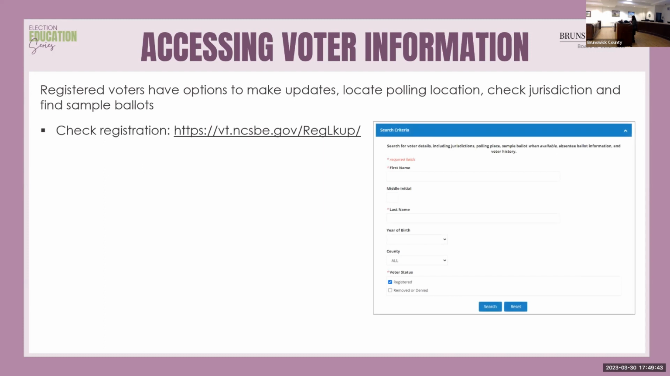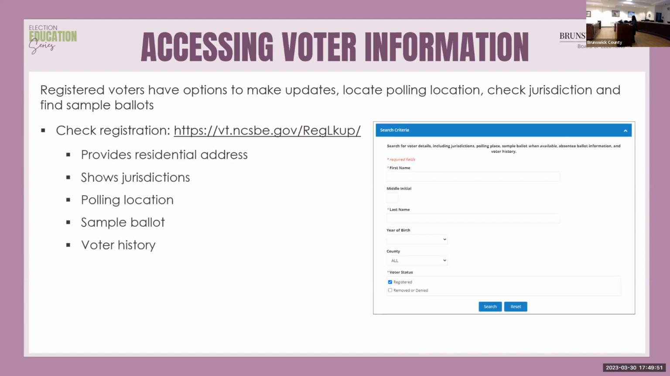You click on your name and you will be able to see the address that you're registered with, along with the jurisdictions, polling location that you are supposed to go to, a sample ballot for that election if that ballot's available, and it includes your voter history. So that's a great way for you to make sure that your name is correct, your party affiliation is correct, your address is correct. So if you've moved within the county, that might still be showing up in Brunswick County, but maybe the address is wrong. It can show you the sample ballot that you are going to have for the upcoming election. And if you scroll down to the bottom, you can see what elections in the area that you have participated in.